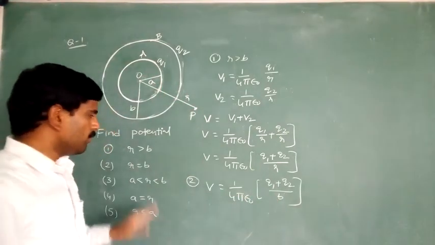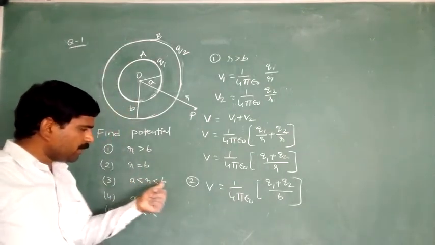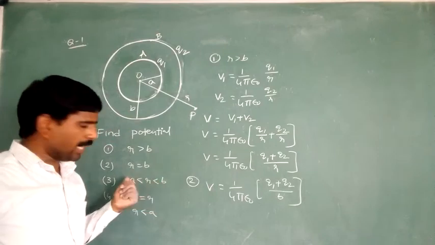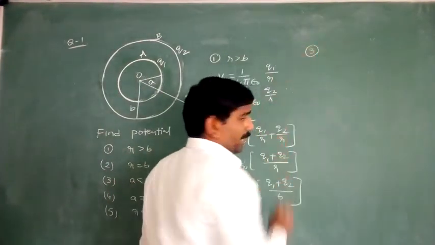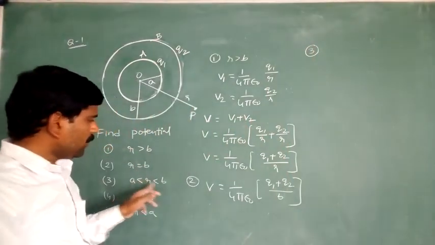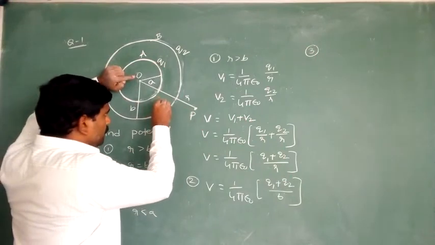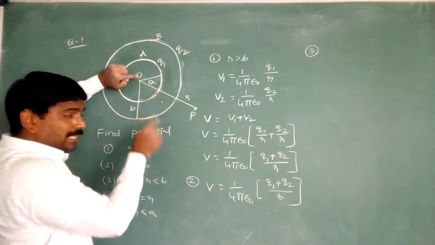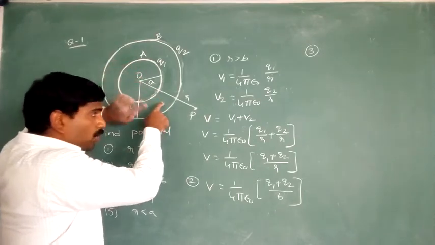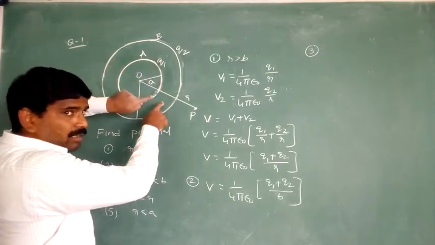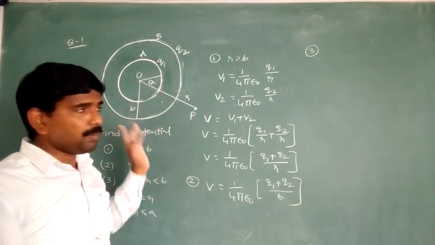Next one. For the third one, R value is in between A and B. Third one, try to observe. So R value is in between. Means this point P is in between the shells. So this point is the outer point for the first shell, and for the second one, that is the inner point.